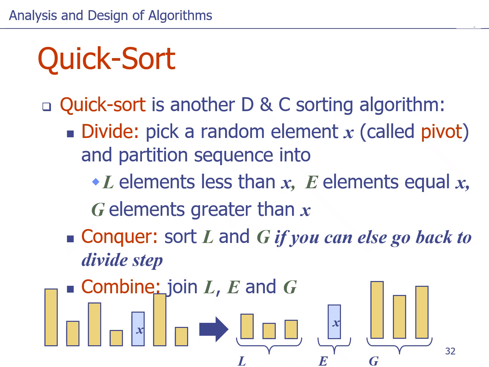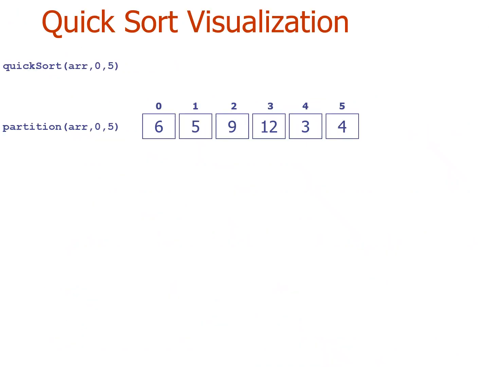So let's see a simulation of all of this. So here is a simulation. So I start my quicksort invocation with the array and the index of the first cell in the array, which is 0, and the last cell in the array, which is 5, because this is an array of 6 values. I will call a method called partition, okay, that will partition this input.